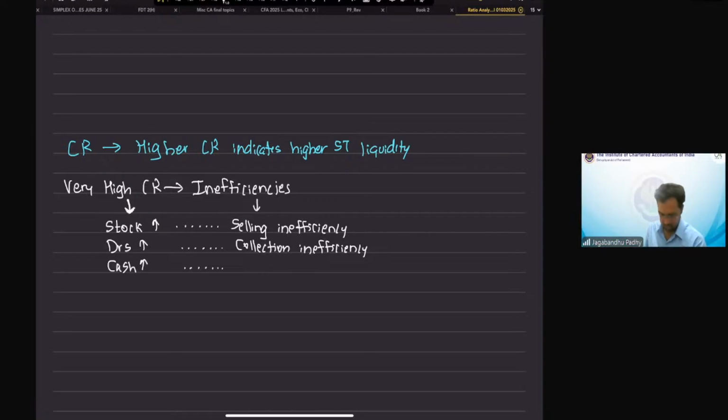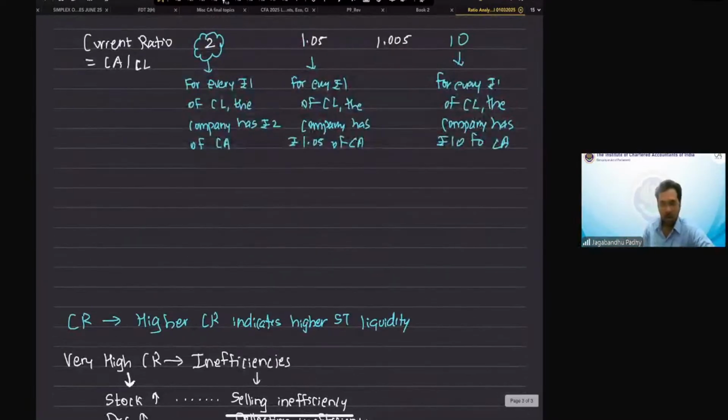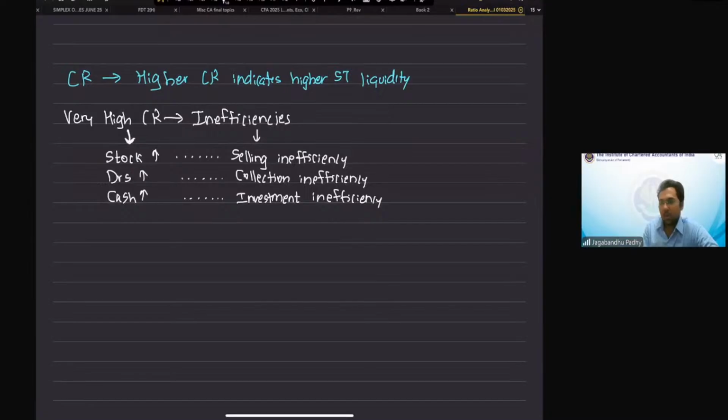What if your cash level is high? If your cash level is very high, what does that mean? You are not able to find proper investment opportunity. So investment inefficiency is something that you are facing, right? So very high current ratio indicates inefficiency. So sir, we should have high current ratio, but we should not have very high current ratio also. Then what should be the ideal current ratio?